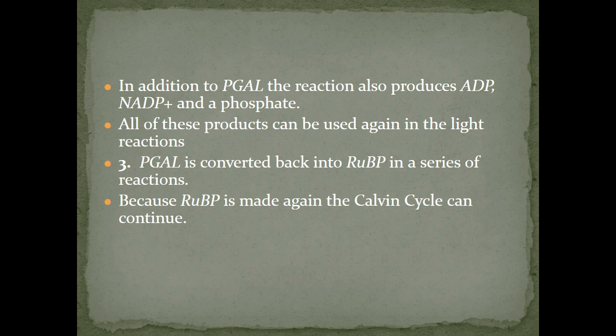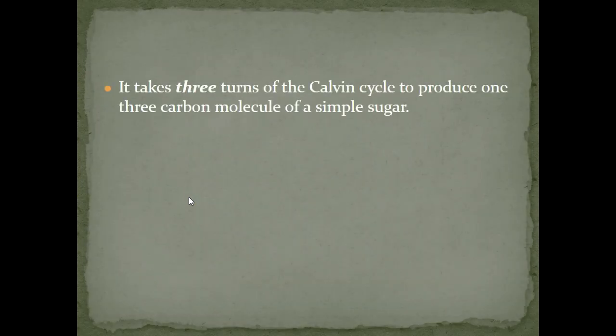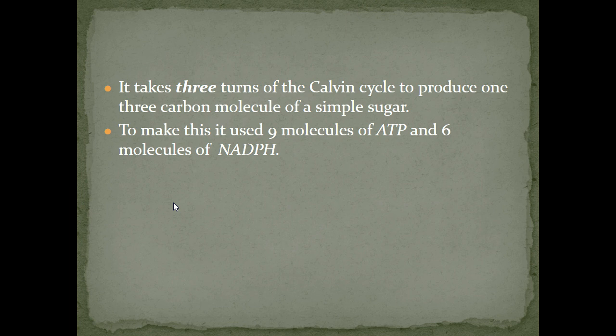So number 3, PGAL is converted back into RuBP in a series of reactions. Because RuBP is made again, the Calvin cycle can continue. So it takes 3 turns of the Calvin cycle to produce 3 carbon molecules for a simple sugar, glucose. So in order for this, you have to make this. It uses 9 molecules of ATP and 6 molecules of NADPH.